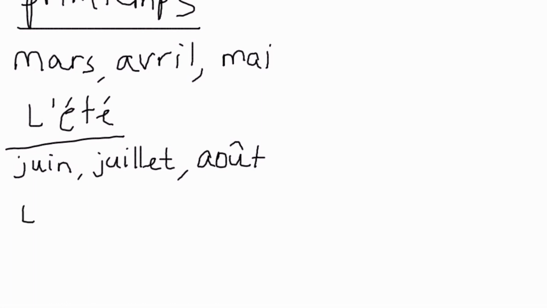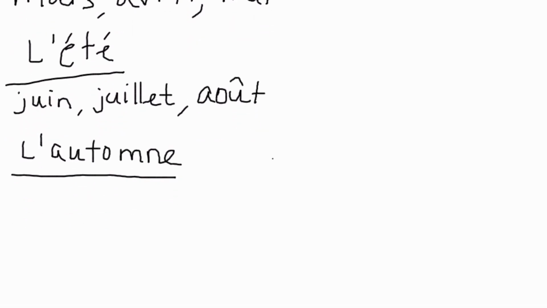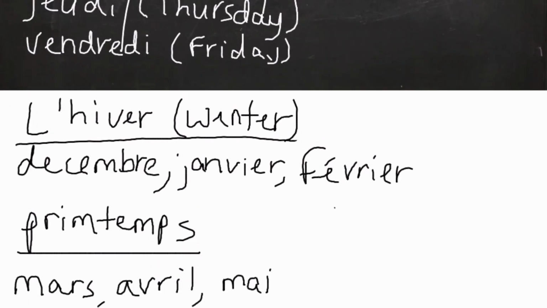Okay, and finally we have autumn. L'automne. That season starts with September, which is septembre. Octobre. Novembre. And then you would go back up to l'hiver for winter.